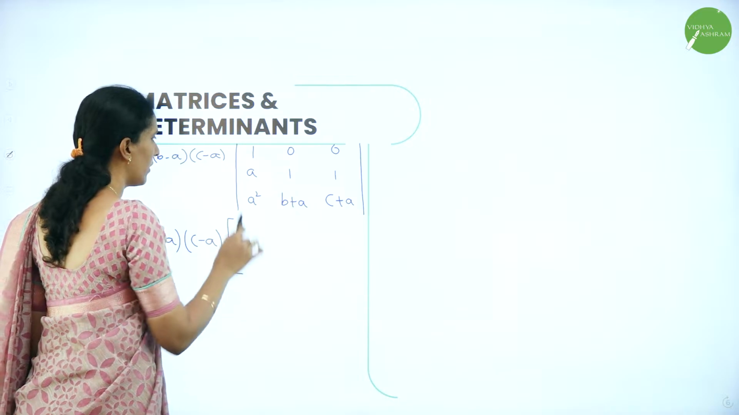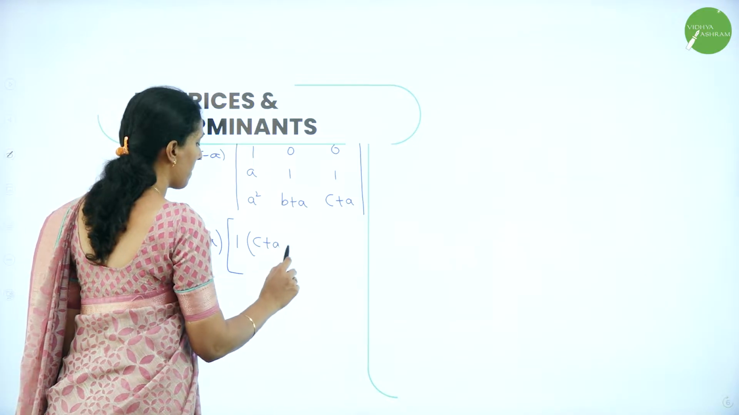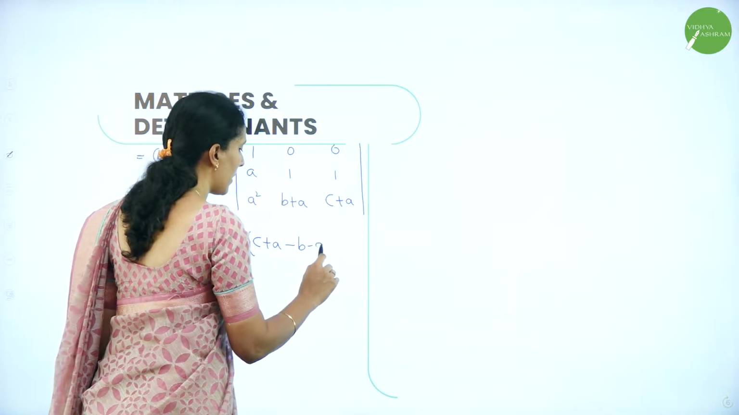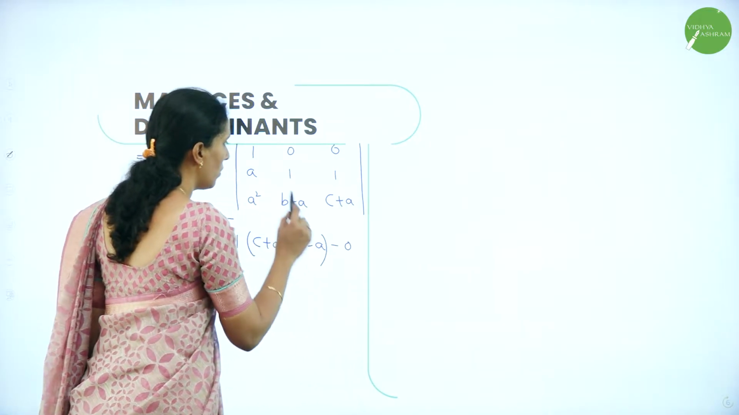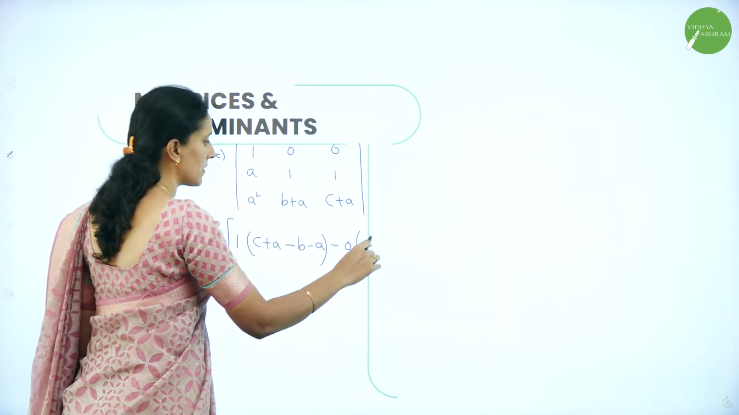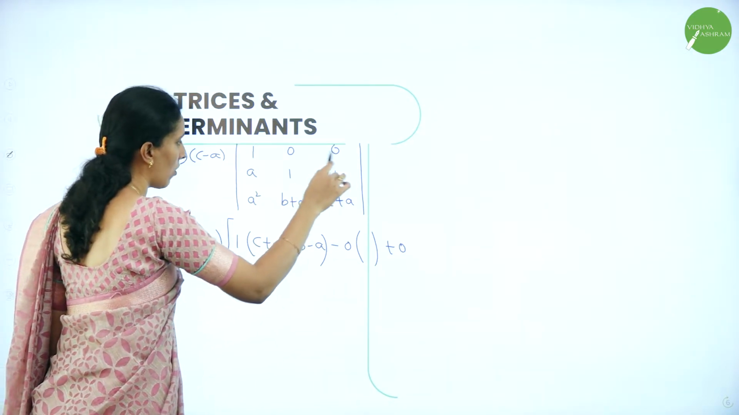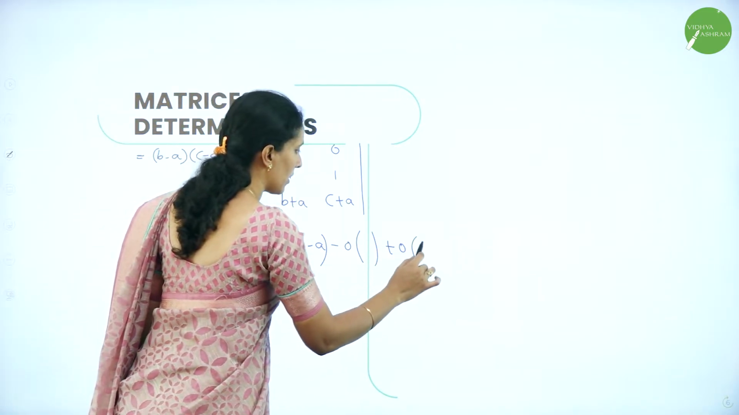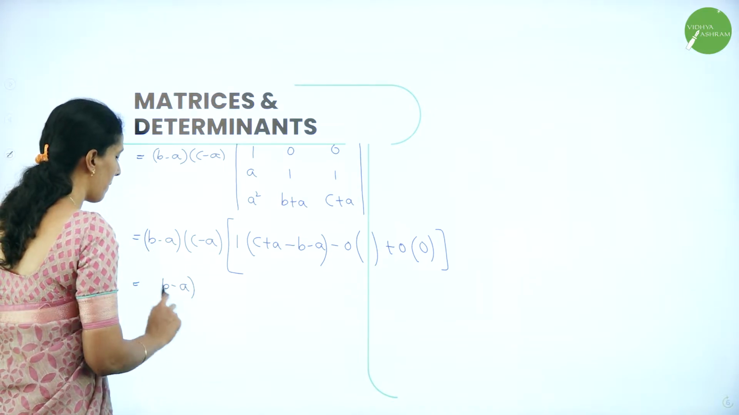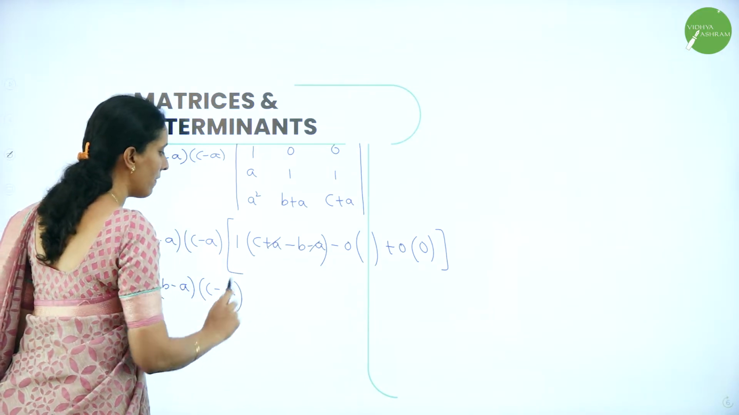So let me write 1 into c plus a, minus 1 into b plus a, which becomes minus b minus a. Next we have minus 0 into a into c plus a, and this completely becomes 0, plus 0, whatever you multiply, deleting the row and column, this complete value becomes 0. Therefore, we have b minus a, c minus a, and the a cancels, leaving c minus b.